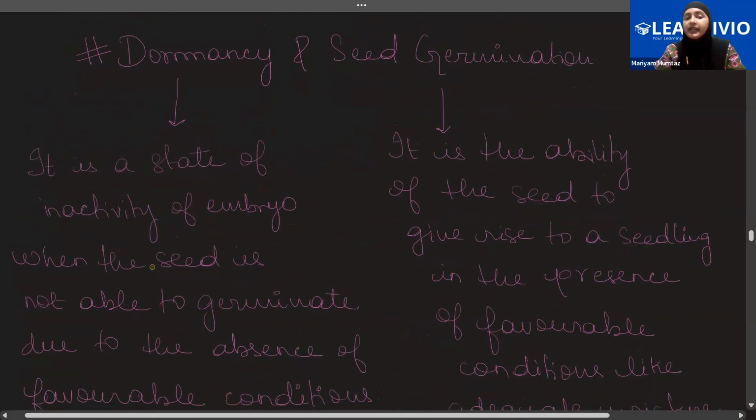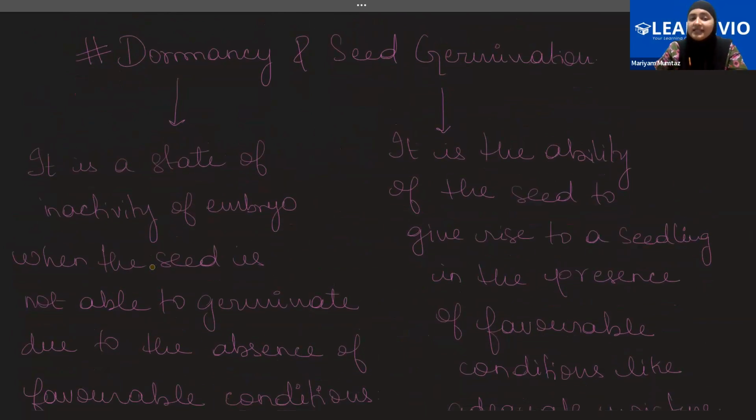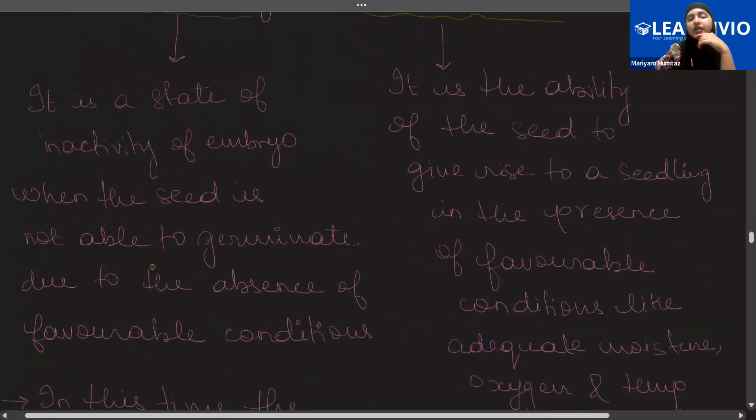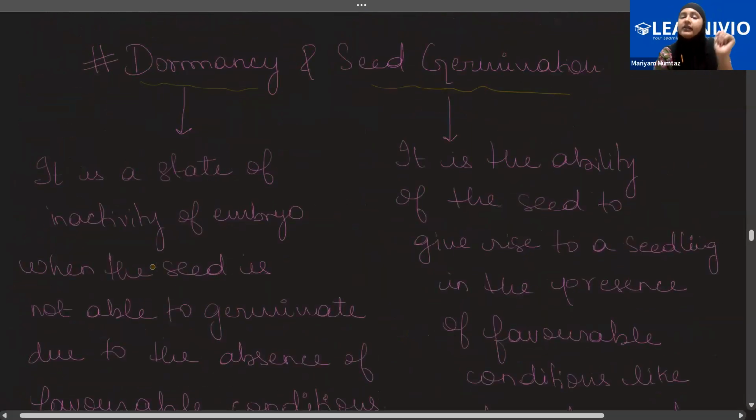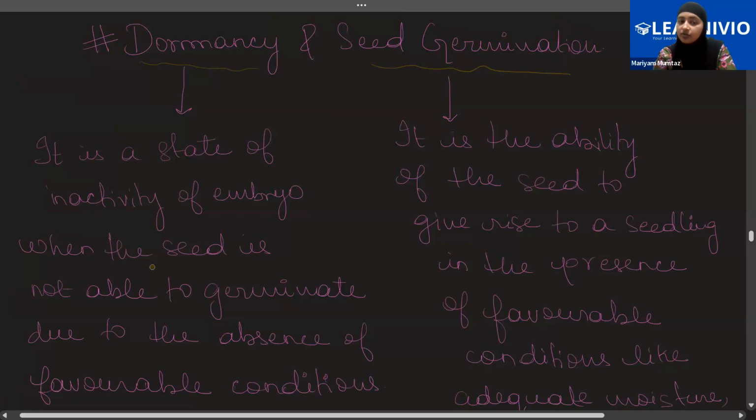Now we're going to talk about two very important phenomena, that is dormancy and seed germination. Both of them are opposite to each other. Now dormancy, dormant means still. Anything that does not move, does not perform any function. It is the state of inactivity of the embryo when the seed is not able to germinate due to the absence of favorable conditions. Meaning, if we have put the seed into the soil, but we do not provide enough moisture, if we do not put it in a very airy place, then that seed will not germinate.